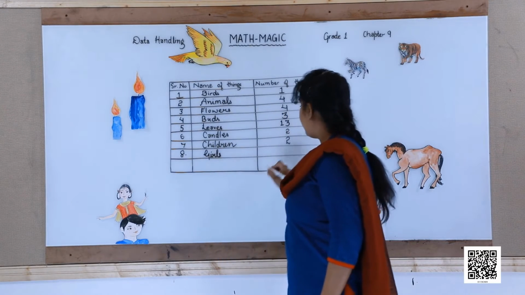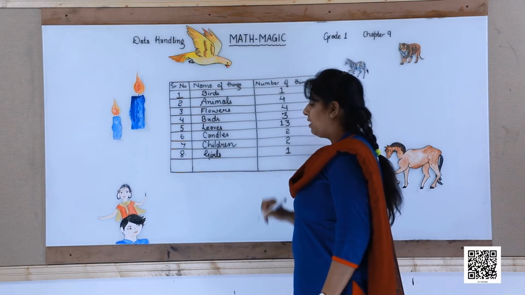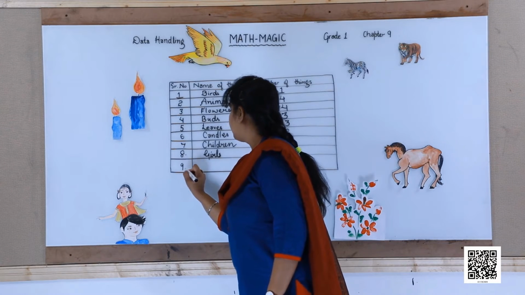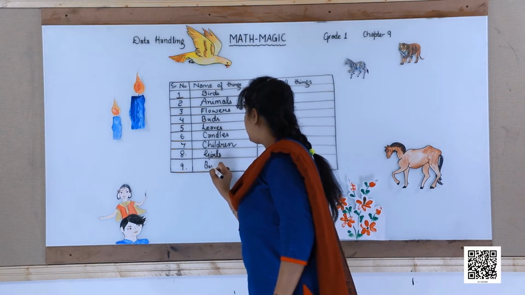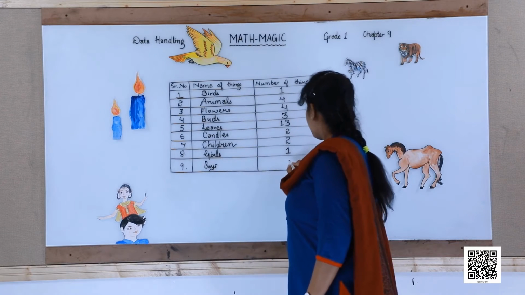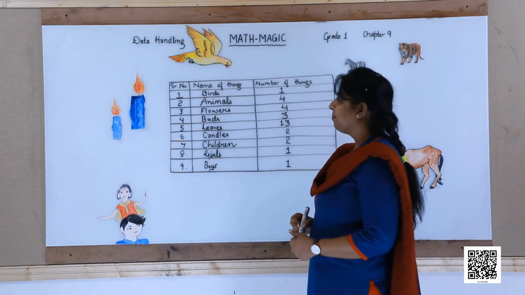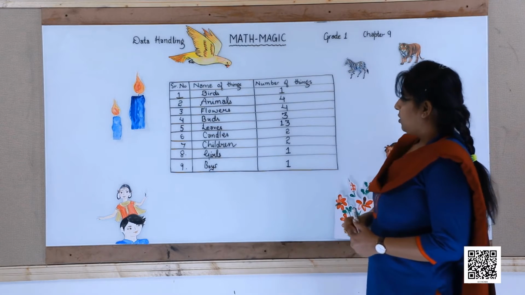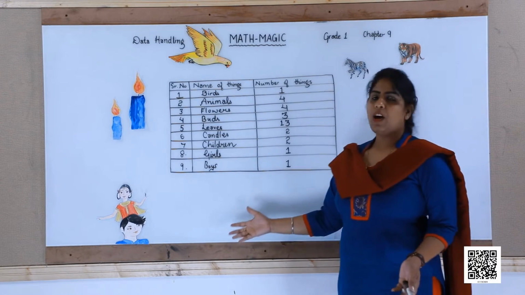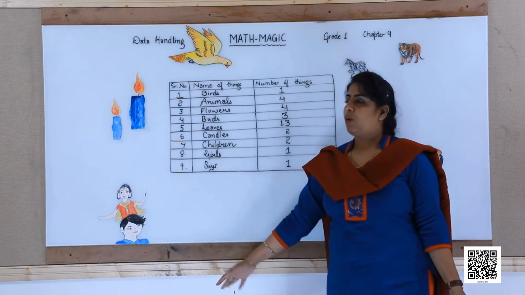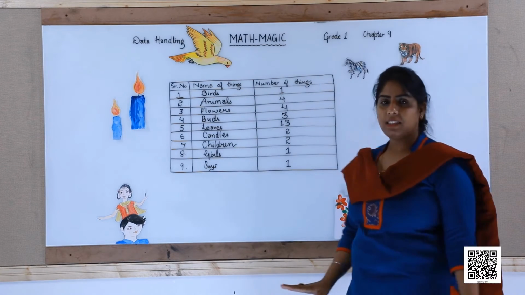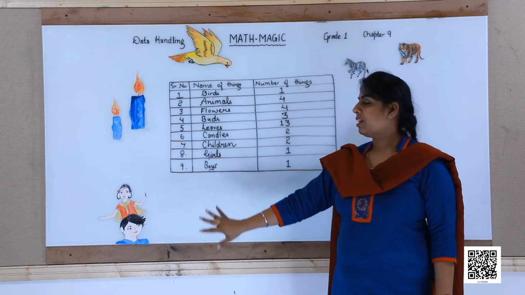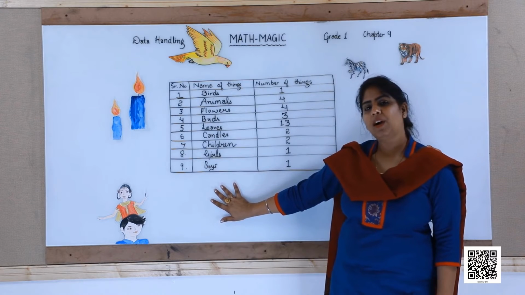How many girls are there? 1 girl. And if we talk about boys, how many boys are there? Yes, there is 1 boy. So, dear children, this is how we handle our data. Now, whatever there was scattered, we have all the information here written in this tabular form.